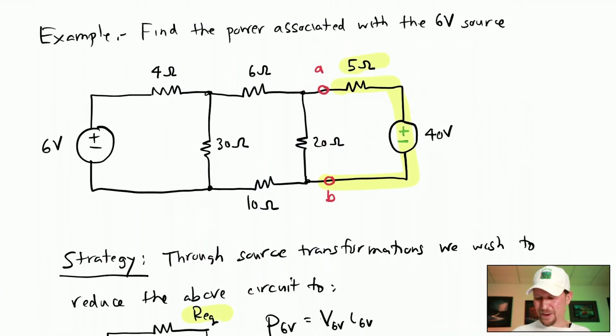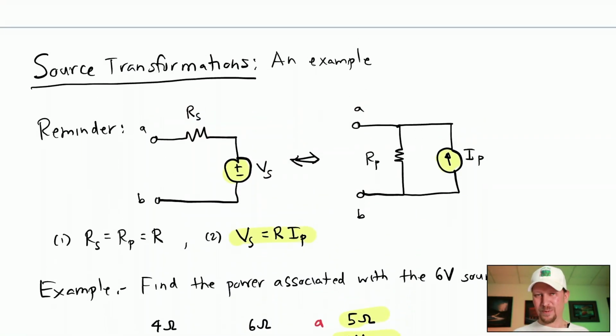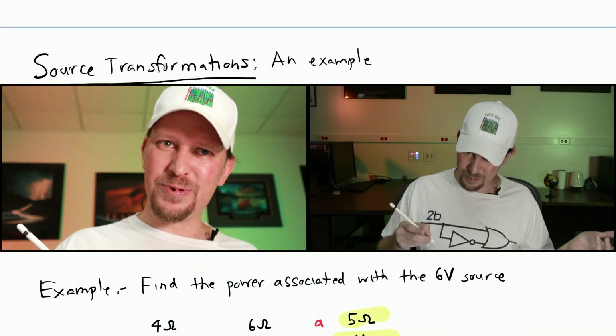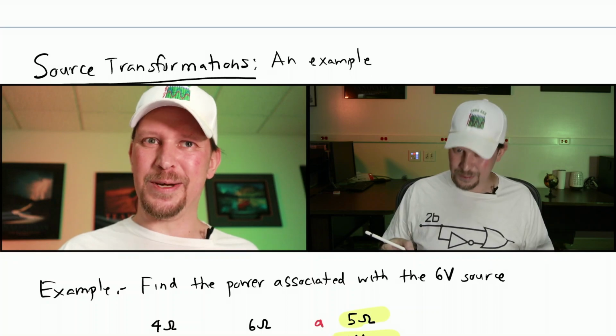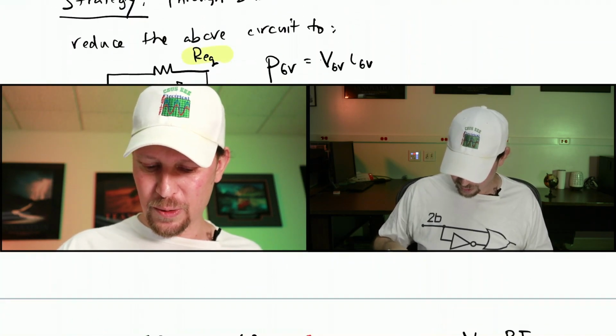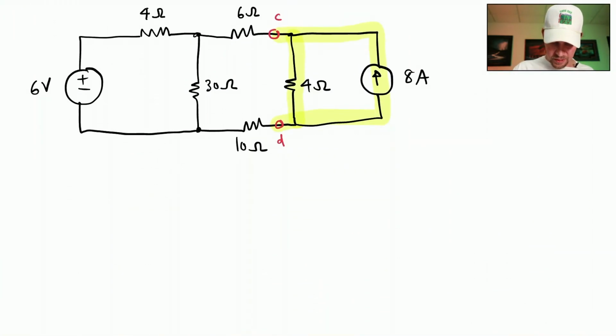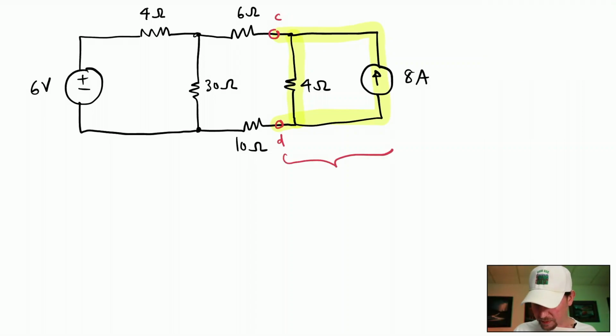Right? And according to my source transformations, well, what can I actually replace that with? I can replace that with the same resistor that is now in series with a voltage source. So once again, this section that I have over here with respect to the new terminals C and D, I can actually perform a source transformation on this.